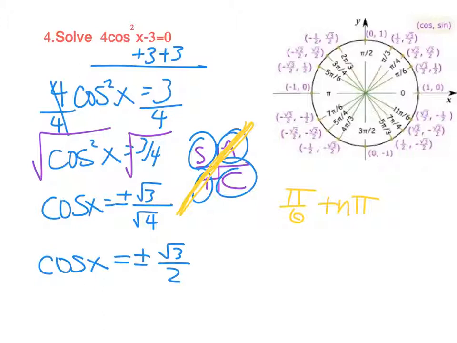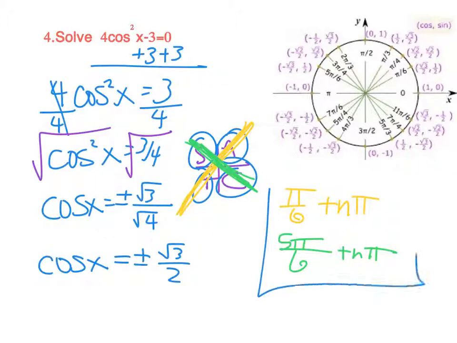Then, let me switch colors. Then to take care of these two, I'm at 5 pi over 6. If I add n pi, I'll also take care of the 11 pi over 6. So 5 pi over 6 plus n pi will take care of the second quadrant and the fourth quadrant because there's 180 degrees between those when they're across from each other. And those are my answers for 4.